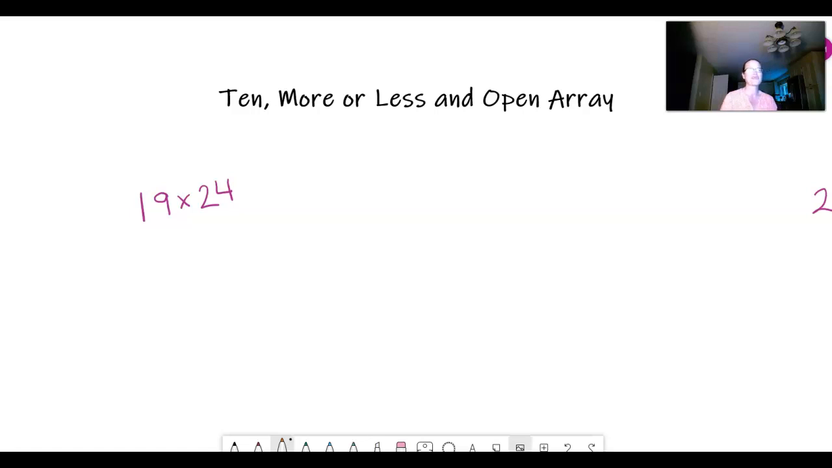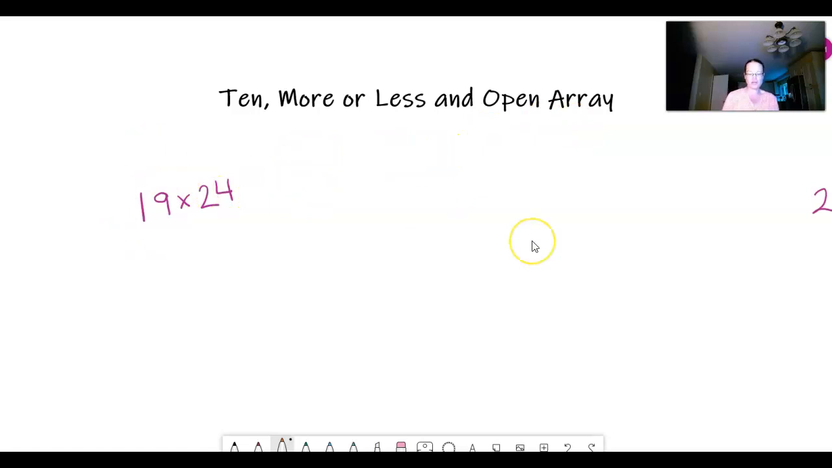Hey guys, so we are going to learn two strategies. Well, not learn, but go back over because we've done this in class a couple of times. But I wanted to do one so you could show your parents or review for whatever you want. And this one is called 10 more or less and an open array model. So we're going to do it with 10 more or less to start with, and then we're going to check it with our open array.